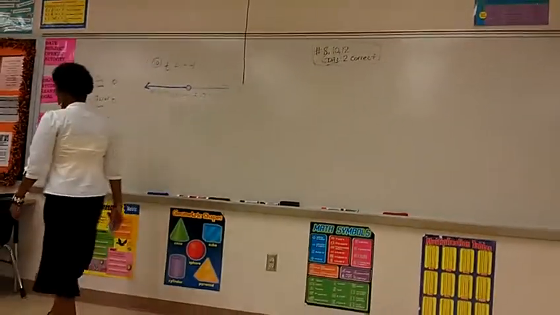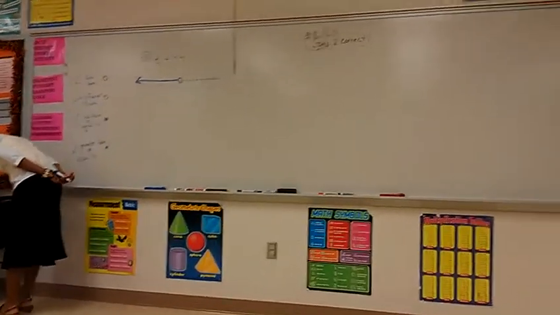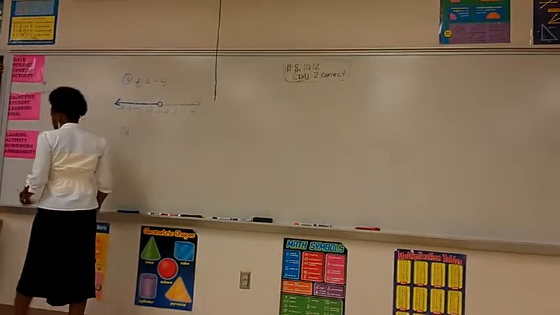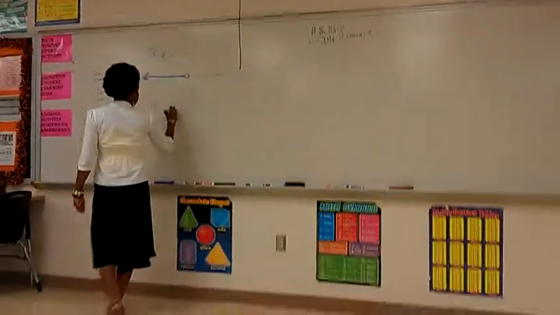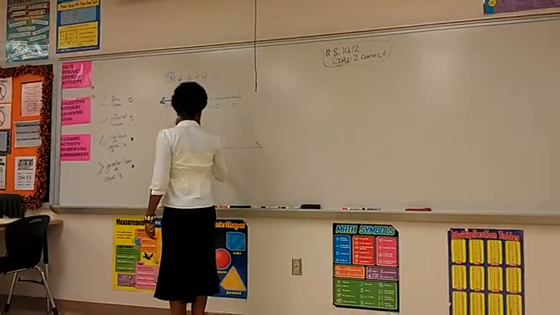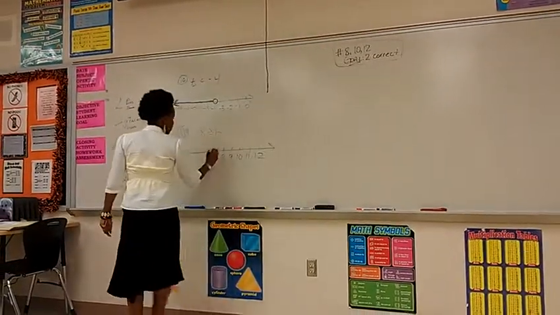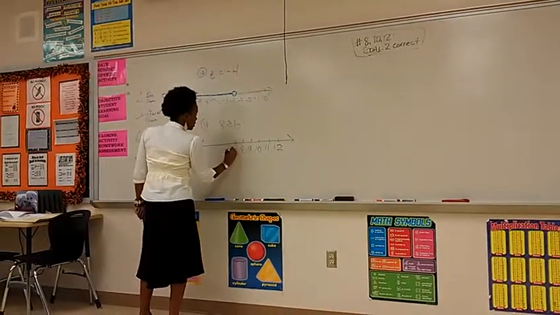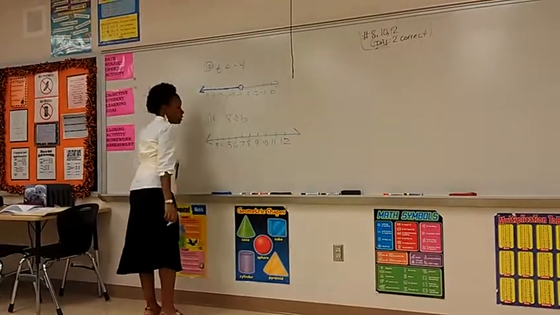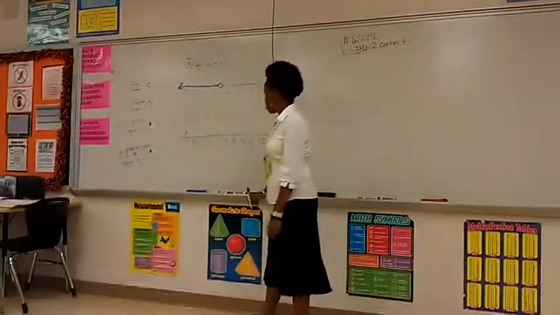Okay. Let me see if there's any others that I need to do. Oh, perfect example. Look at number 14. Number 14 says 8 is greater than or equal to B. So what's my target number? 8. So 8 goes in the middle. Fill in the rest of the number line. It should get bigger, increasing, going to the right, and decreasing, going to the left. Okay. So 8 is the target number. Is it an open or a closed circle? Closed.